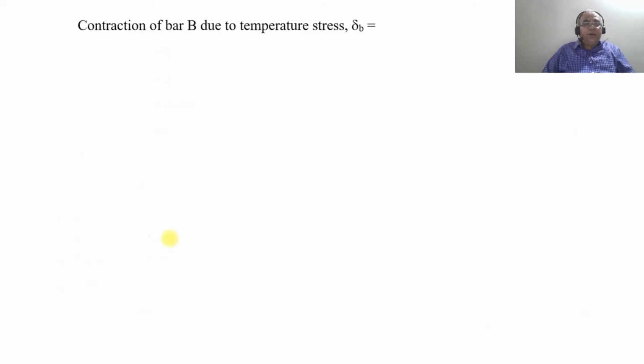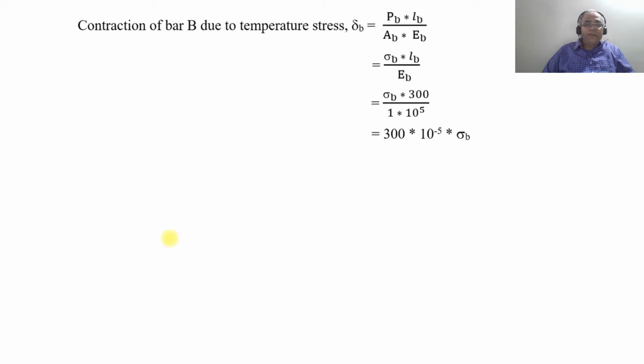Similarly, for the contraction of bar B due to the temperature stress, delta B will be equal to PB into LB by AB into EB, which is equal to sigma B into LB by EB. Substituting the length and Young's modulus of bar B, that is sigma B into 300 divided by 1 into 10 to the power of 5. On simplification, you get 300 into 10 to the power of minus 5 into sigma B.